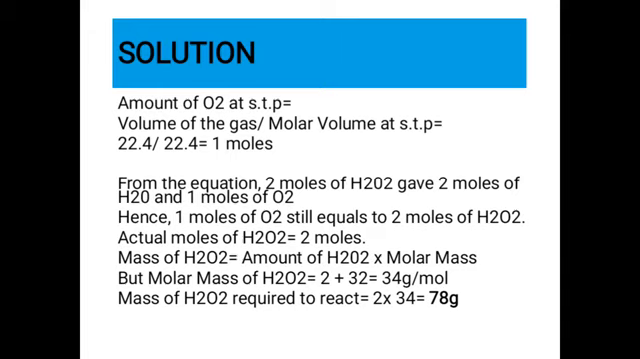To get the mass, mass is amount times molar mass. Then we find the molar mass of H2O2. So mass therefore is equal to 2 multiplied by 34, and that's 78 grams of hydrogen peroxide.